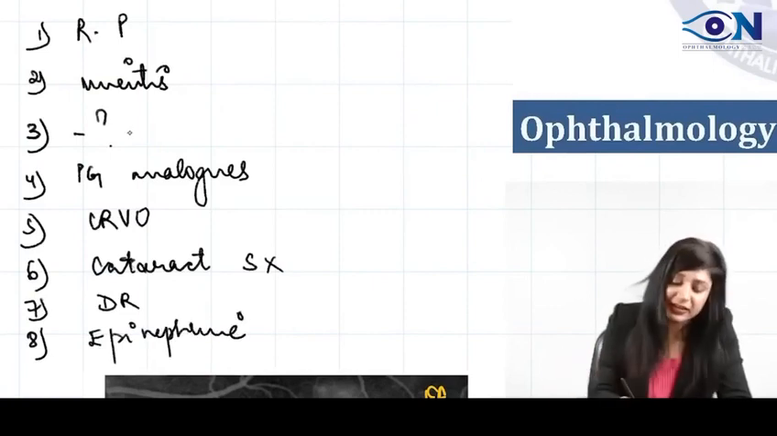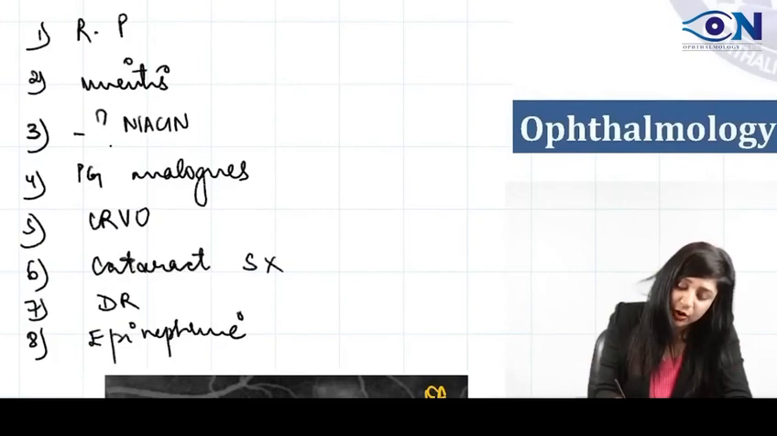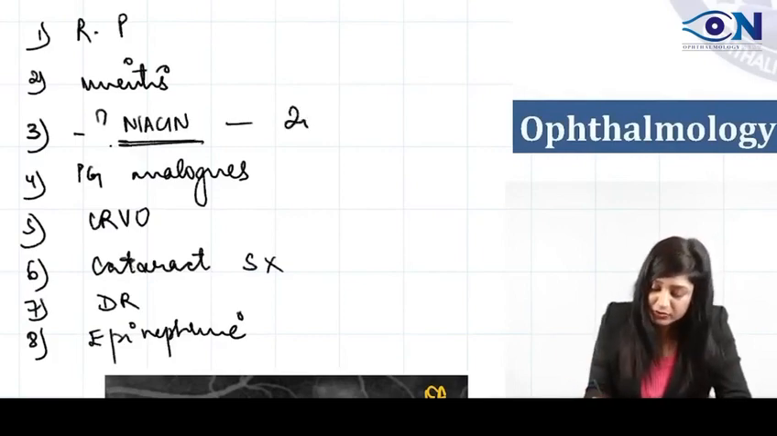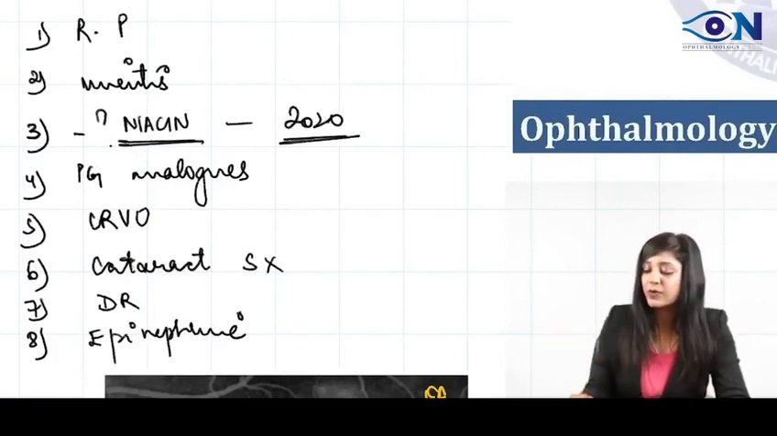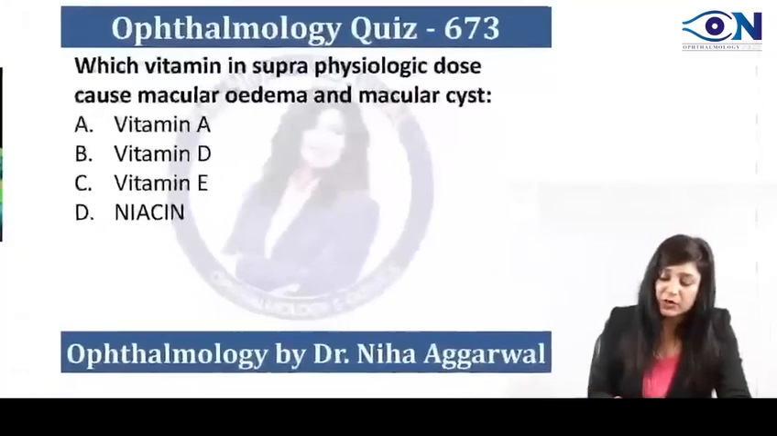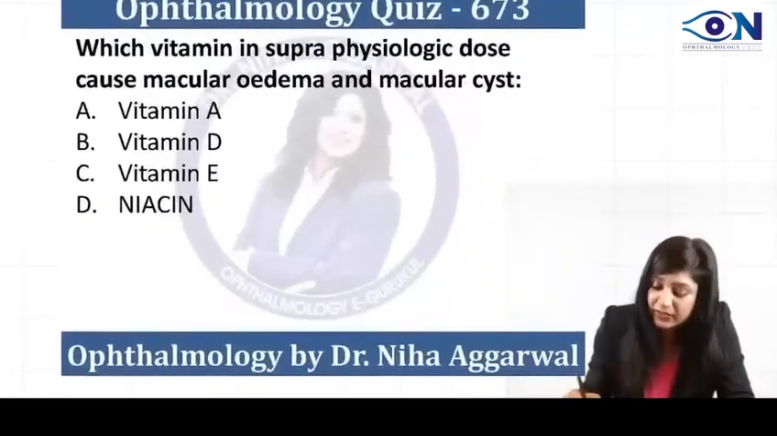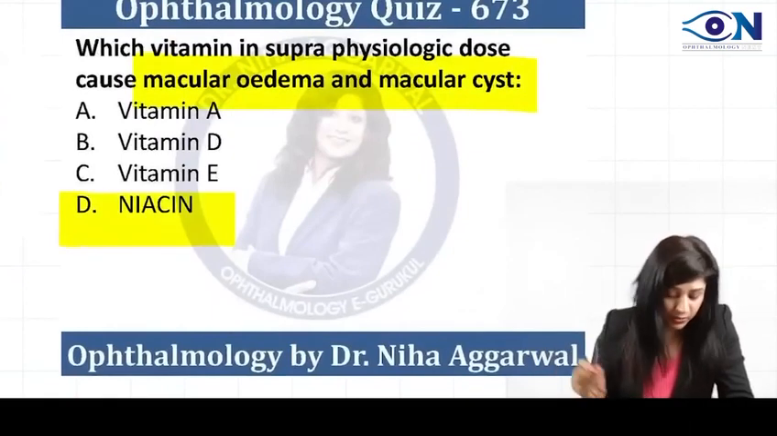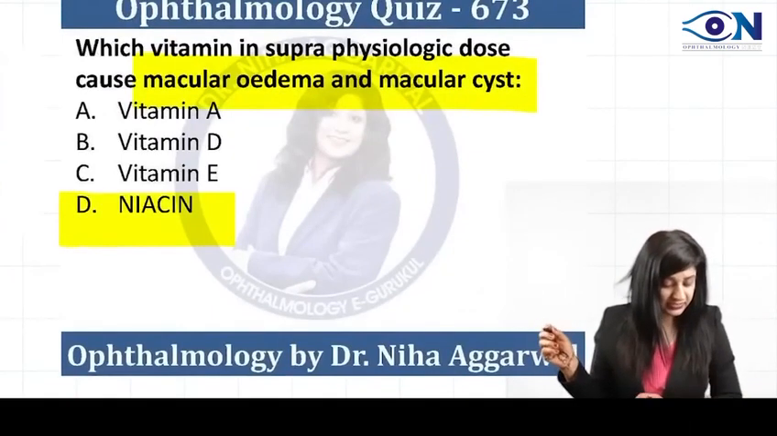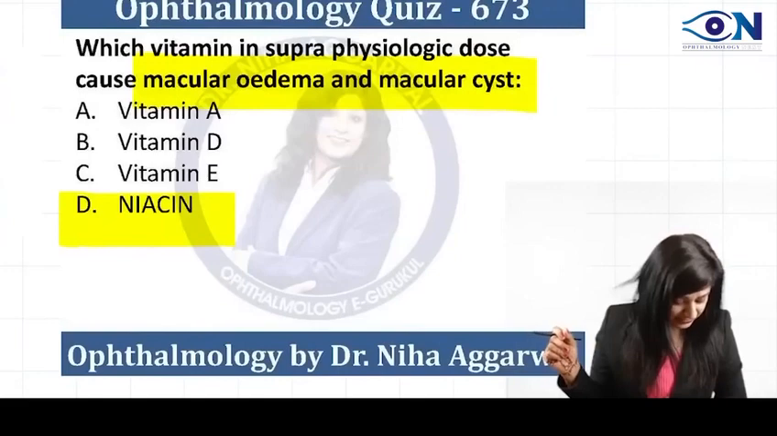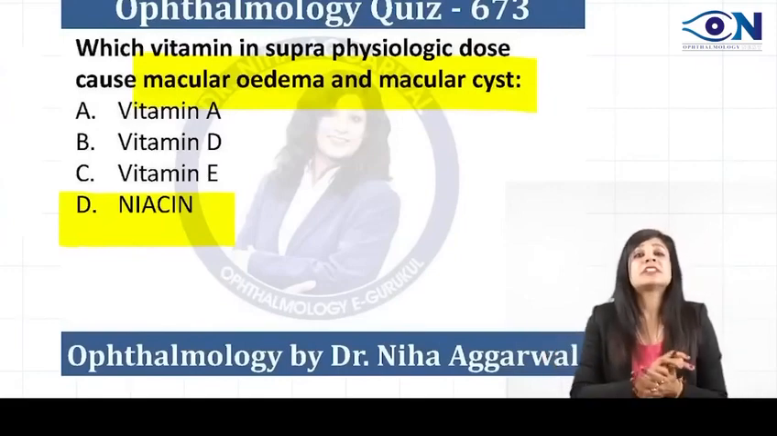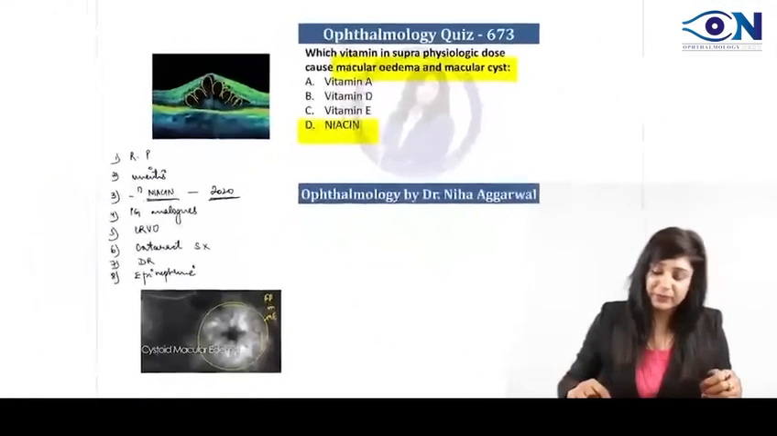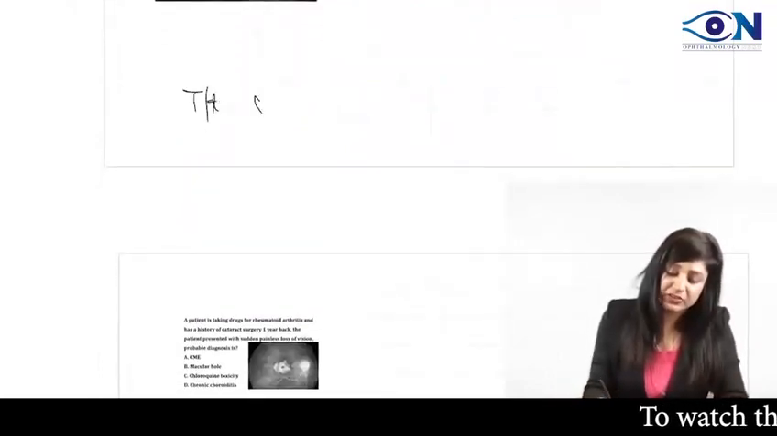Which vitamin? Yes, it is actually the niacin toxicity. So this is a question of NEET 2020. Which vitamin in the supraphysiological doses can cause the macular edema and the macular cyst? Macular edema and the macular cyst is actually caused by the niacin. Yes, epinephrine in aphakia, exactly. And obviously because it is edema, the treatment will be the steroids. Therefore, the treatment will be the steroids.